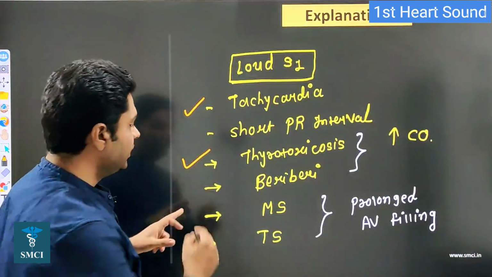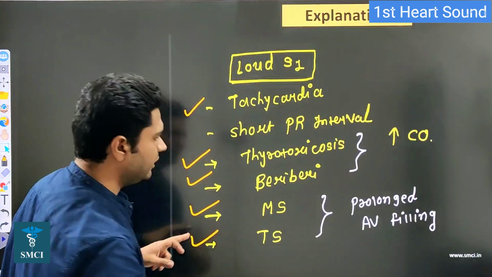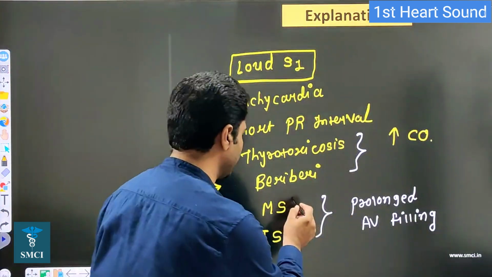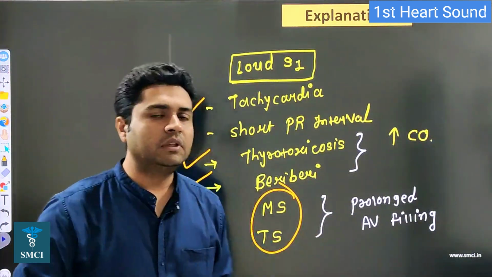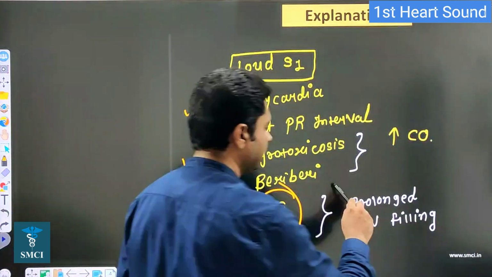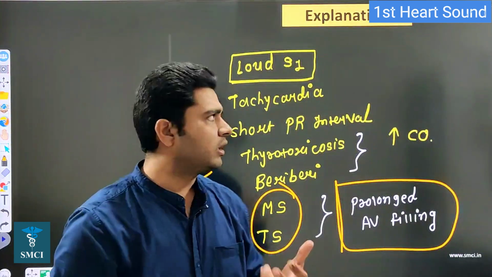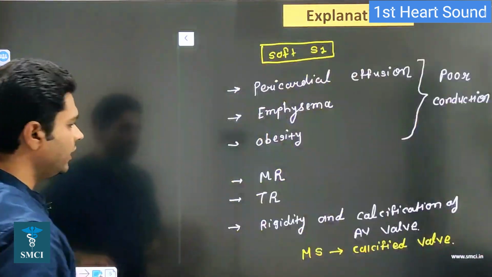Thyrotoxicosis will produce it, and even beriberi, vitamin B1 deficiency, and mitral stenosis and tricuspid stenosis will also produce a louder S1. Why will there be a louder S1 in case of mitral stenosis or tricuspid stenosis? Because it will prolong the AV filling. When the AV filling is prolonged and the valves then close, they can produce a loud S1.